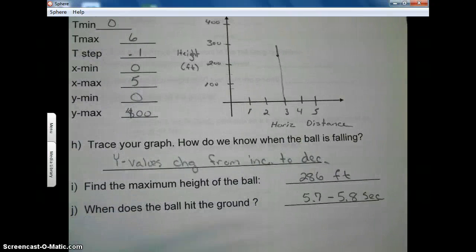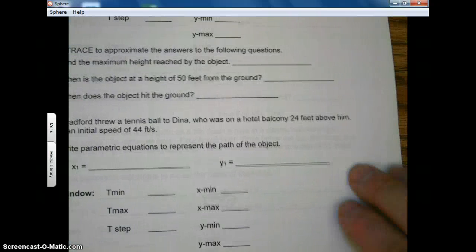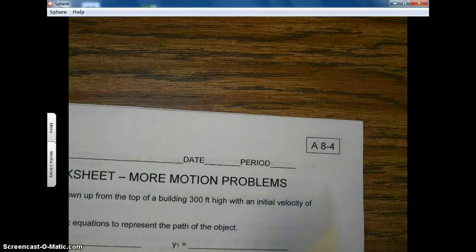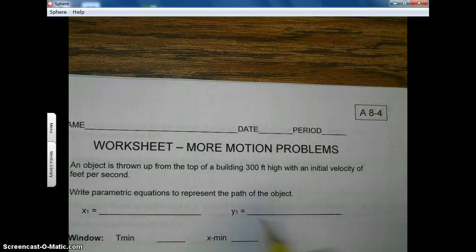Okay, that's probably going to help you finish that last problem on the quiz. And this is the assignment that goes with these problems. This assignment will be due on Monday.